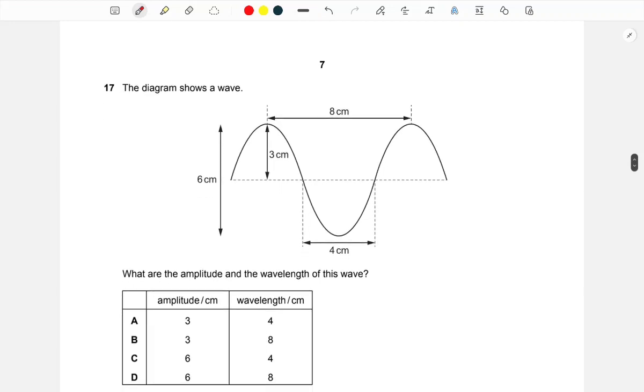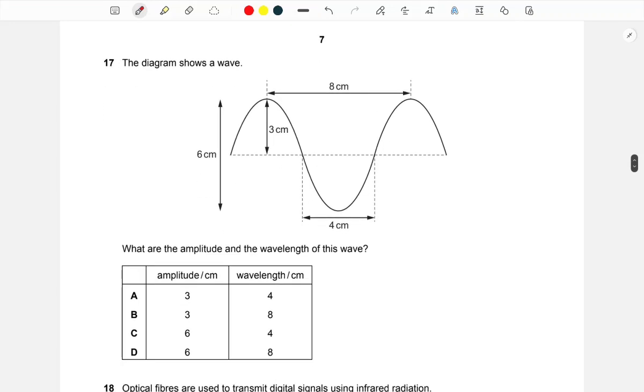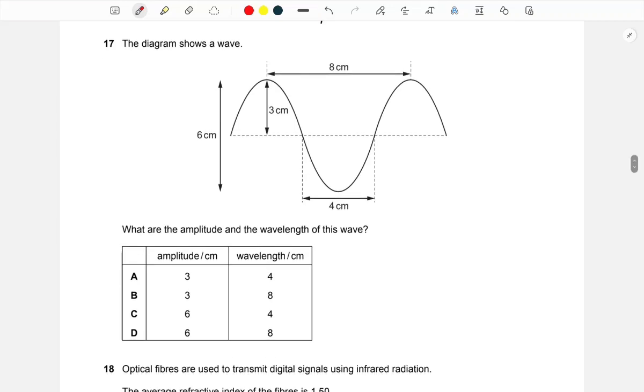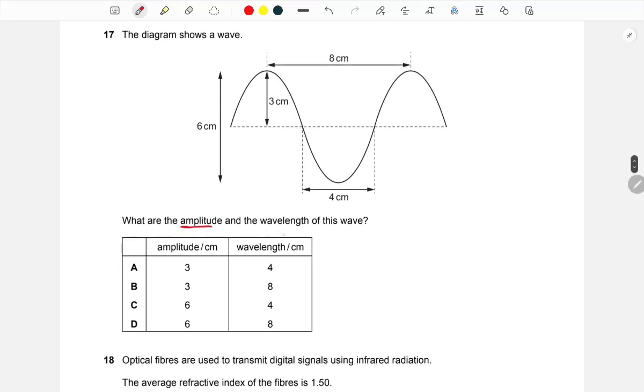Number 17. The diagram shows a wave. What are the amplitude and the wavelength of this wave? The wavelength is the distance between two of the same point. So we have this point and this point. So this is a wavelength. And the amplitude is the maximum height of a wave. So it's going to be this over here, 3 meters. So 3 and 8, which is B.